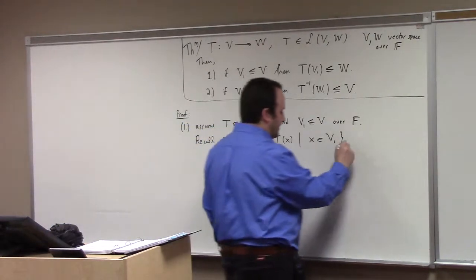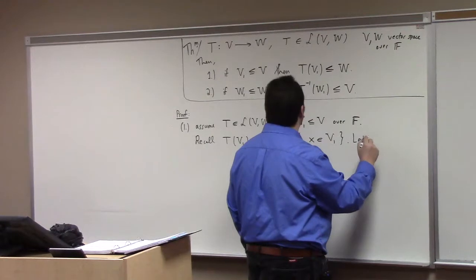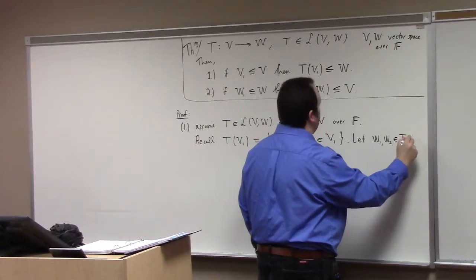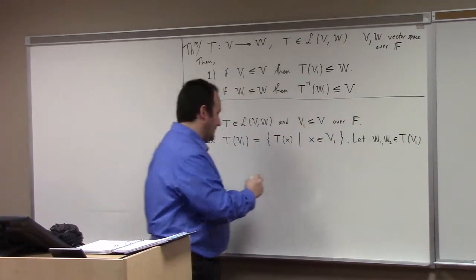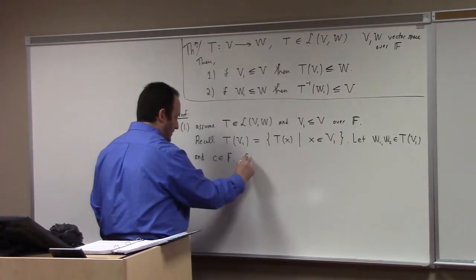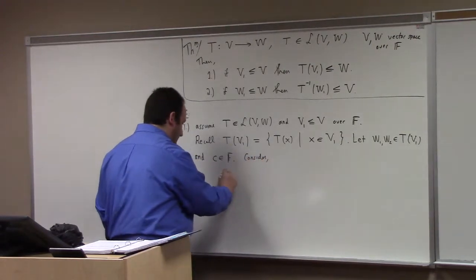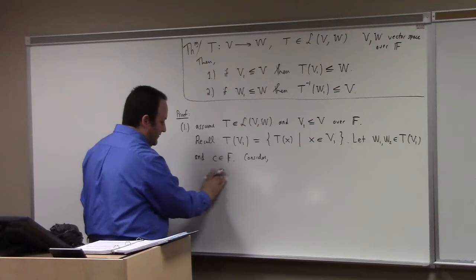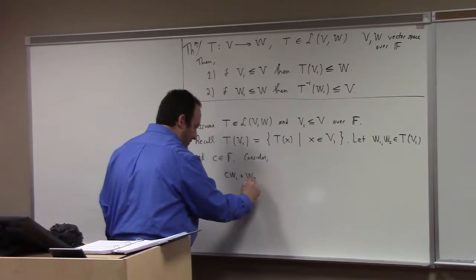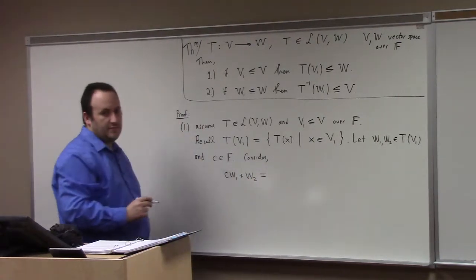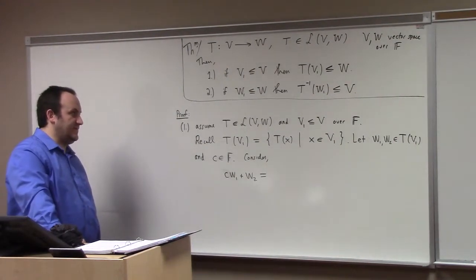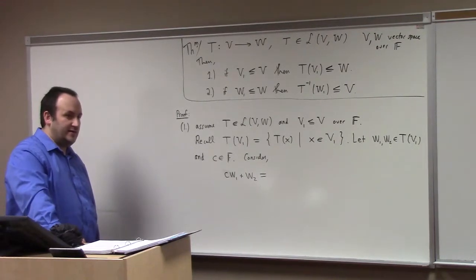So let's let W1 and W2 be elements of T of V1, and let's let C be a scalar in our field. Consider, I'm sorry, we should consider what? We should consider C W1 plus W2. We'd like to show that's in the alleged subspace, this T of V1. We'd like to show that that's again in the image under T of V1.